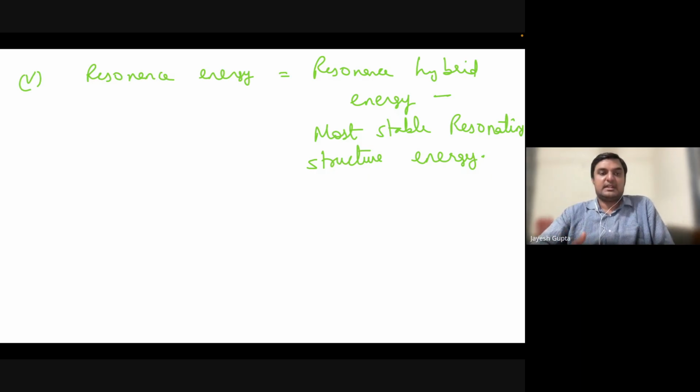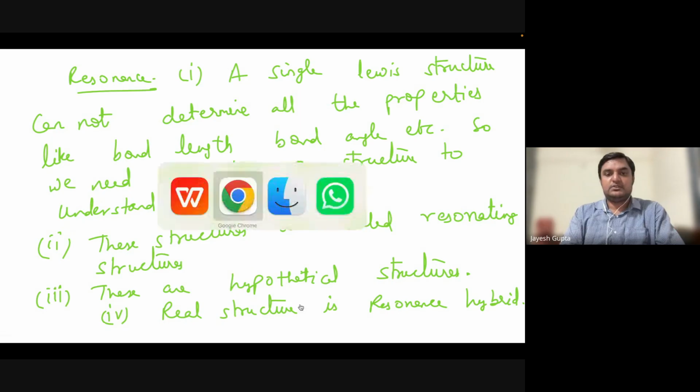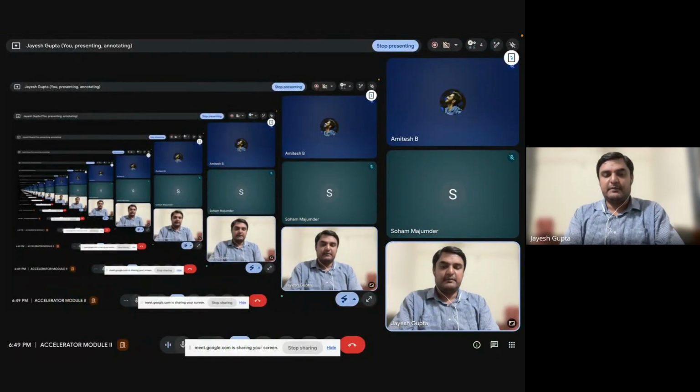That's why resonance stabilizes the molecule: a resonance hybrid forms, and it has lower energy. When you subtract the more stable resonating structure's energy from the resonance hybrid's energy, you get a negative value. Okay, understood this? Any doubt in this? We can take some examples, then it will be more easily understandable. Okay, give me a minute.